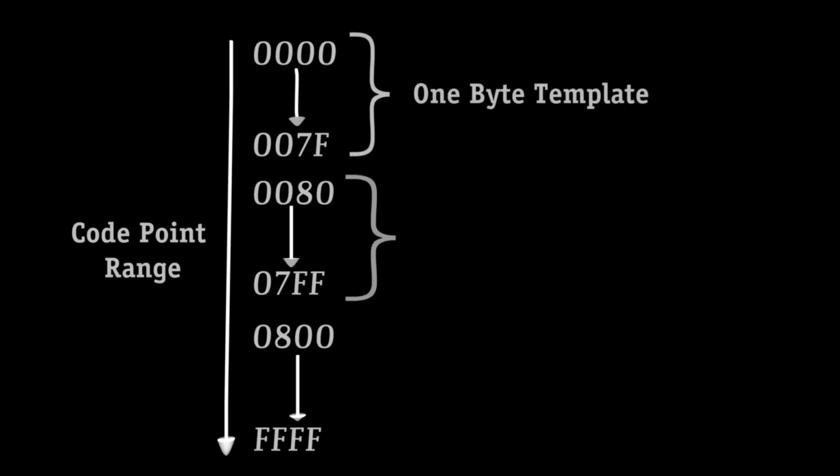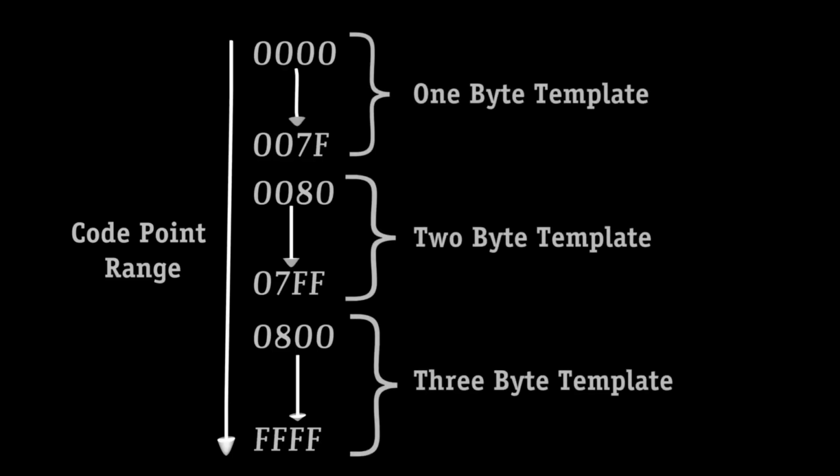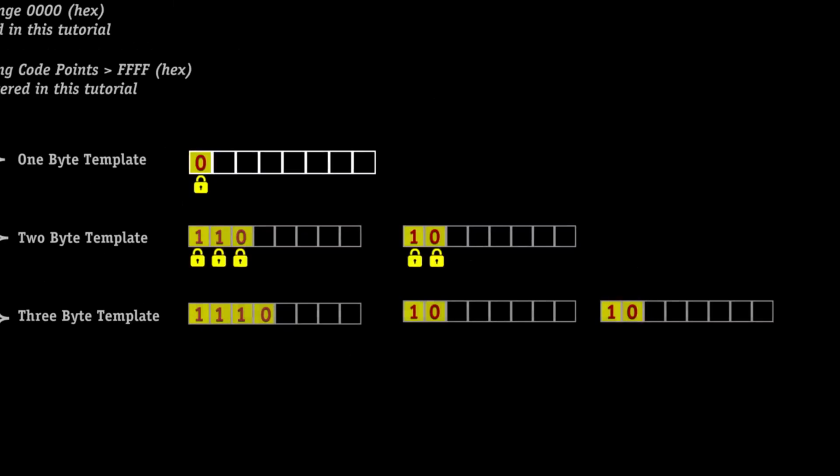For all the code points in the first range, use a 1-byte template. For all the code points in the second range, use a 2-byte template, and for all the code points in the third range, use a 3-byte template. I will now show what these templates look like. So that is a 1-byte template. The second one is a 2-byte template. The last one is a 3-byte template.